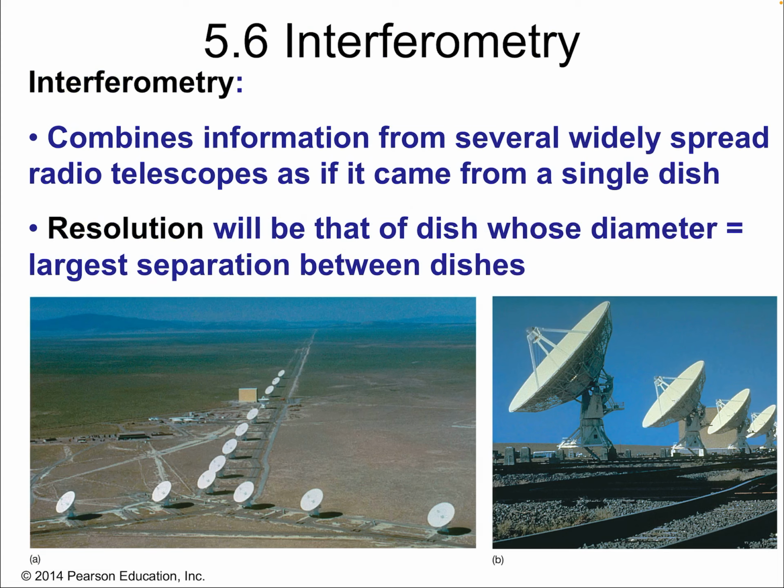So interferometry, what is that? It combines information from several widely spaced radio telescopes as if it came from a single dish. The resolution will be that of the whole diameter, the largest separation between dishes. So this array of dishes works like a single large telescope, with a size much larger than a single telescope. That is unique to radio astronomy. We cannot do this with optical light because of the high precision required, but here we can collect that data and effectively build one giant radio telescope out of many smaller ones.